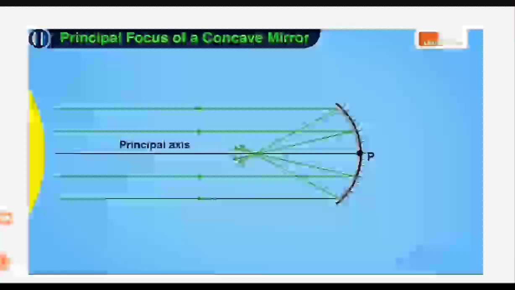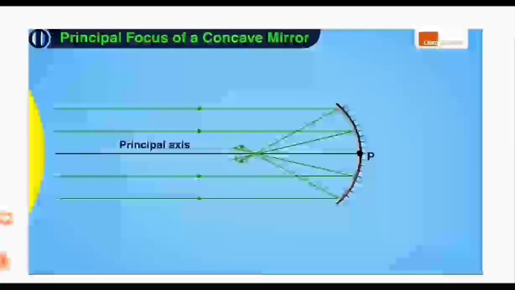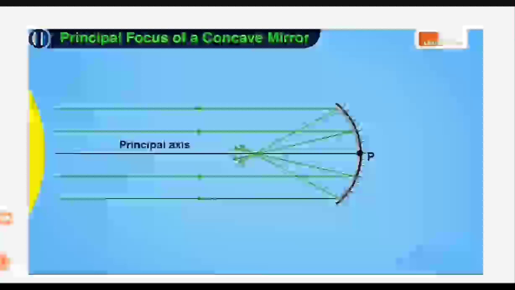Next one is the principal focus. Principal focus is a point on the principal axis where any ray parallel to the principal axis, after reflection, intersects the principal axis. That point is known as the principal focus.